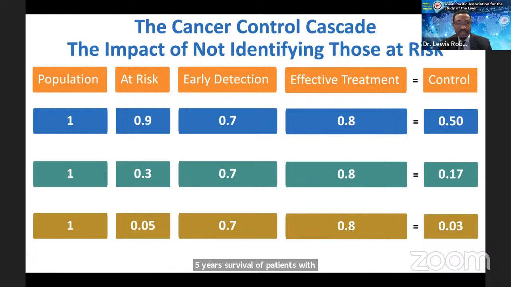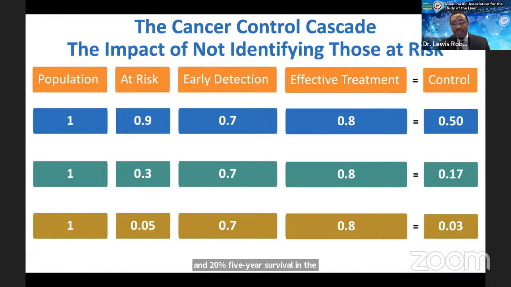On the other hand, the second row I would characterize as the United States. We estimate that we only know about a third, about 30% of those individuals who are at risk. Even if we have equivalent early detection and treatment modalities to Japan, with only 30% of individuals at risk being identified and under surveillance, the maximum control that we can achieve is about 17%. And indeed, we have somewhere between 15 and 20% 5-year survival in the United States.